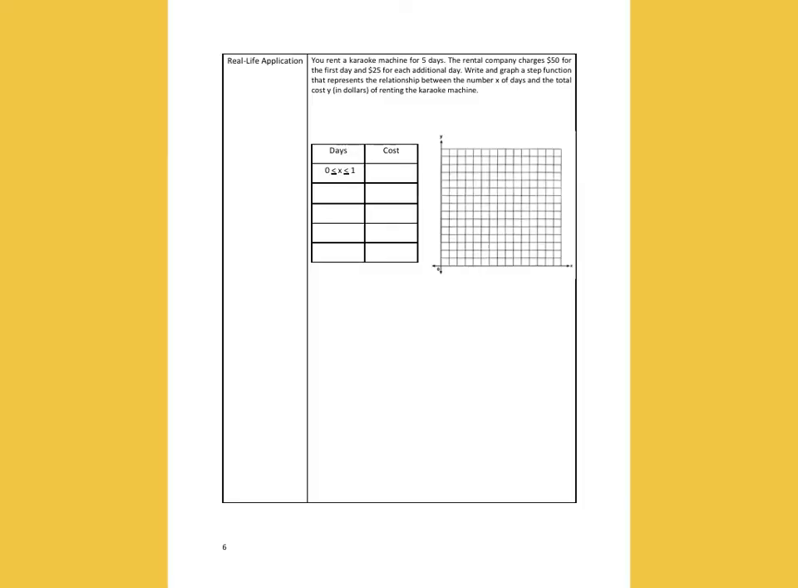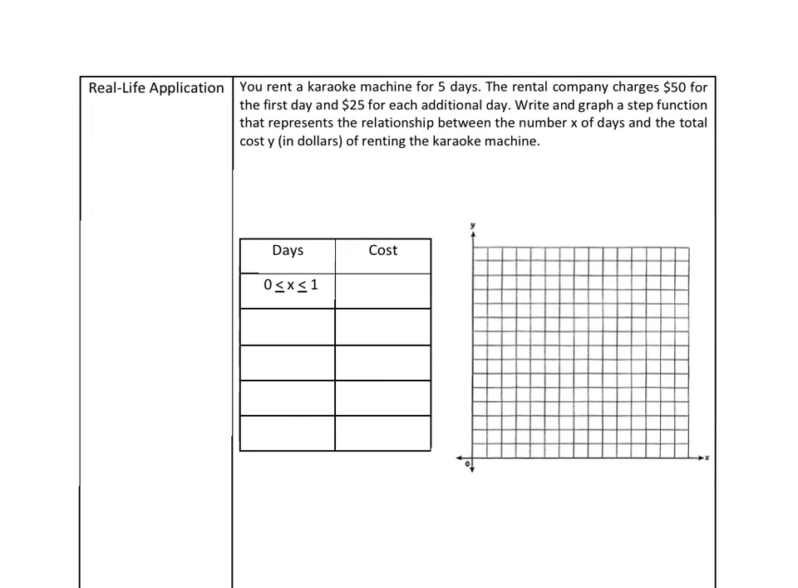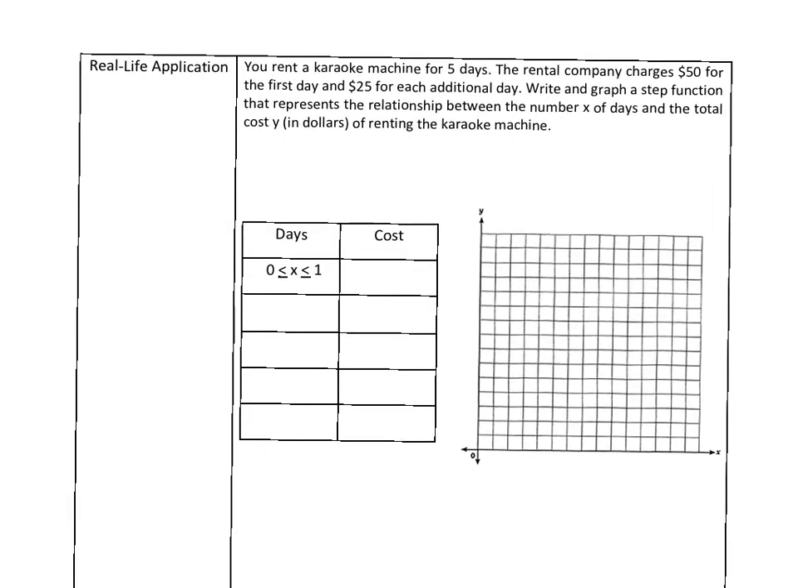All right. Real life application. Okay, so you rent a karaoke machine for 5 days. The rental company charges $50 for the first day and $25 for each additional day. Write and graph a step function that represents the relationship between the number of days, which is x, so we can go ahead and label that, days, and then the total cost, which is our y.